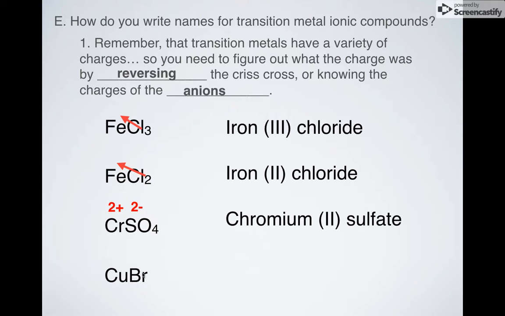What about this one? So we got Br. Look up on your periodic table. Where do you find Br? What charge would Br have? It would have a -1. So that would mean this would have to have a +1 if there aren't any subscripts or anything. So that would be copper 1 bromide.